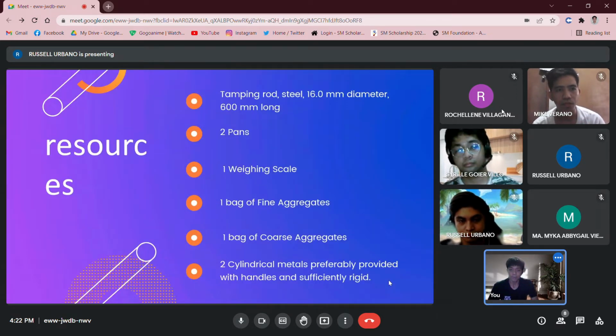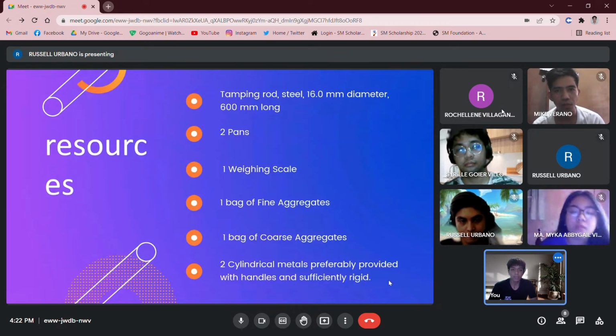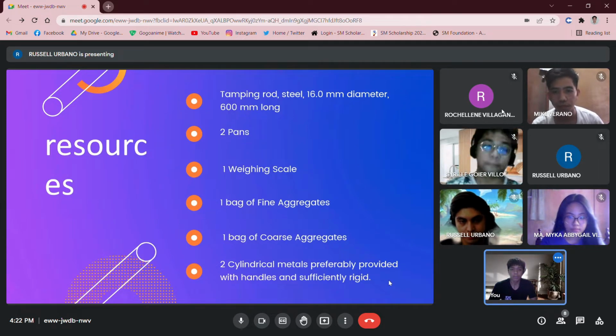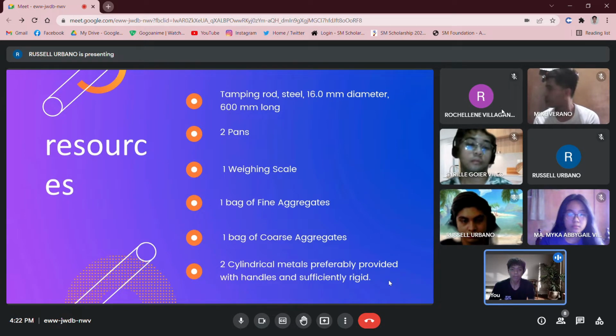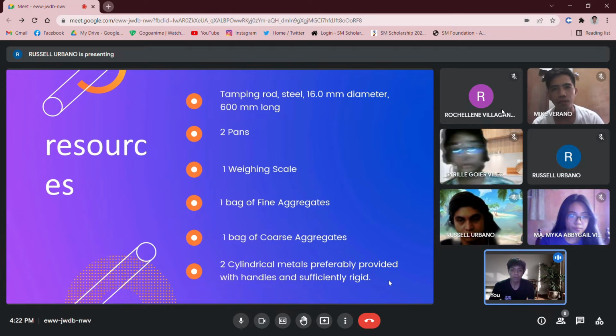For the resources that are going to be needed: a tamping rod whose dimensions are 16 millimeters in diameter and 600 millimeters long, 2 pans, 1 weighing scale, 1 bag of fine aggregates, 1 bag of coarse aggregates, and 2 cylindrical metal measures, preferably provided with handles and sufficiently rigid.